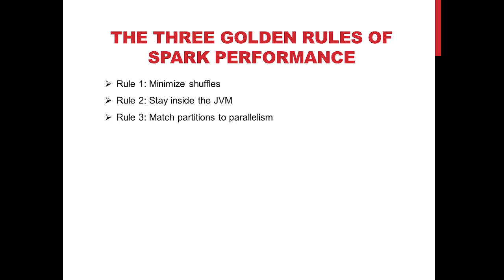If you remember only one slide from this video, remember this one. There are three golden rules of Spark. Rule 1, minimize shuffles. Rule 2, stay inside the JVM. Rule 3, match partitions to parallelism. So everything you learn in video 1 and video 2 connects back to these rules.